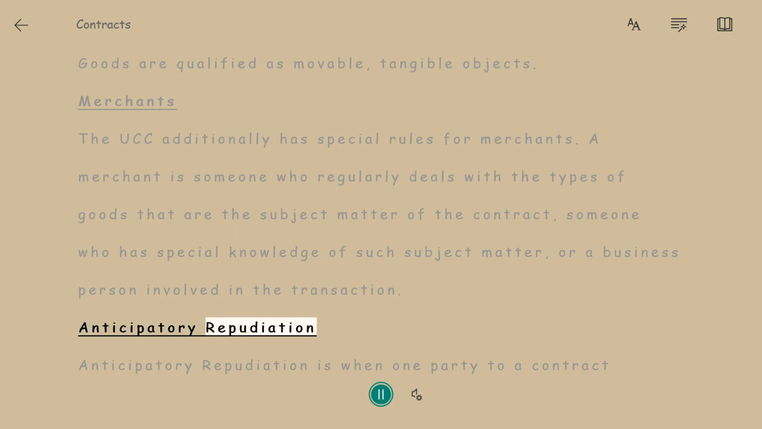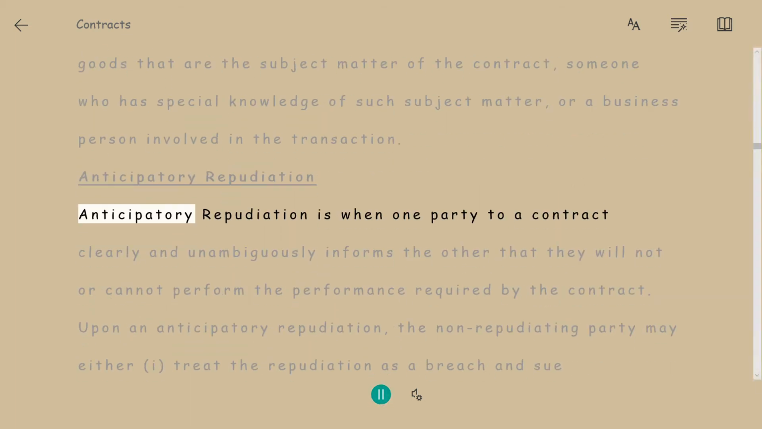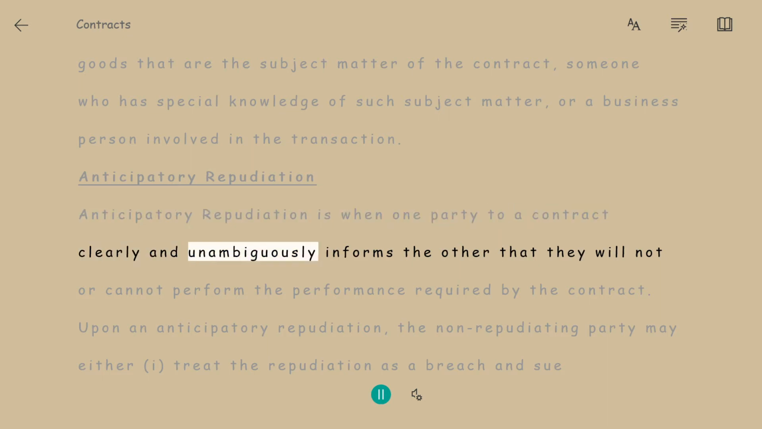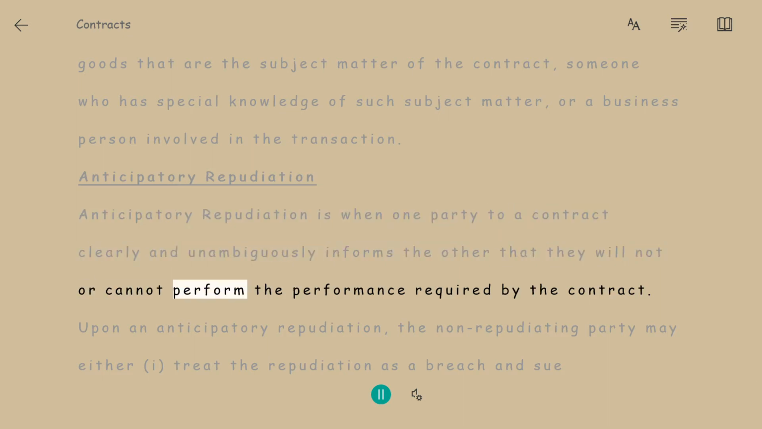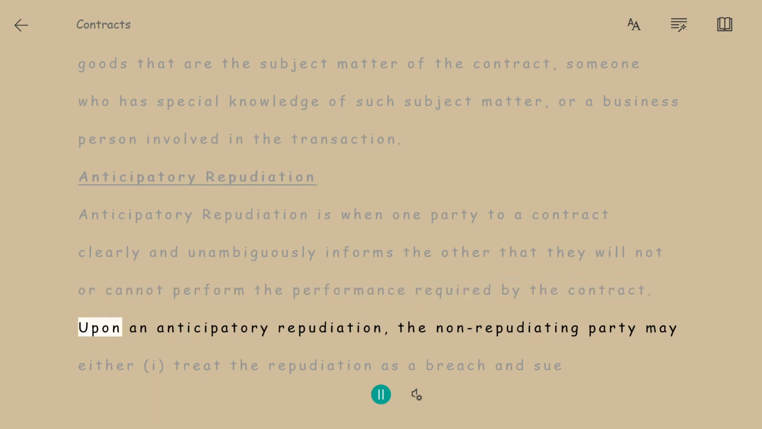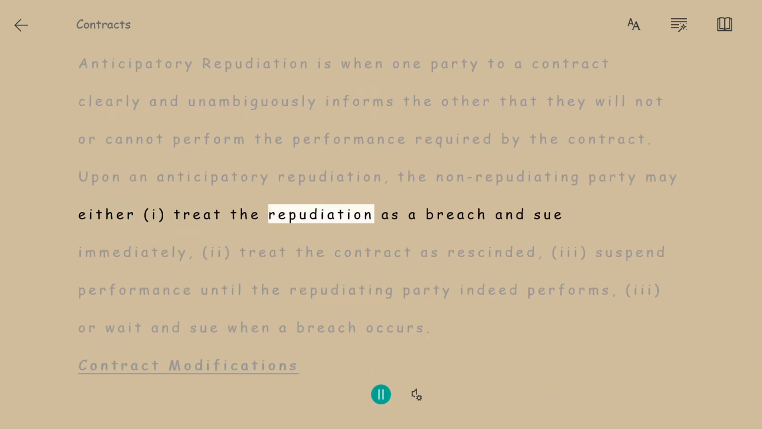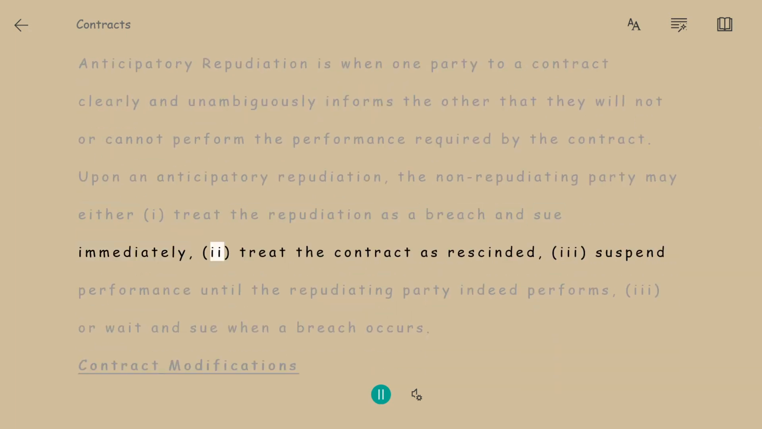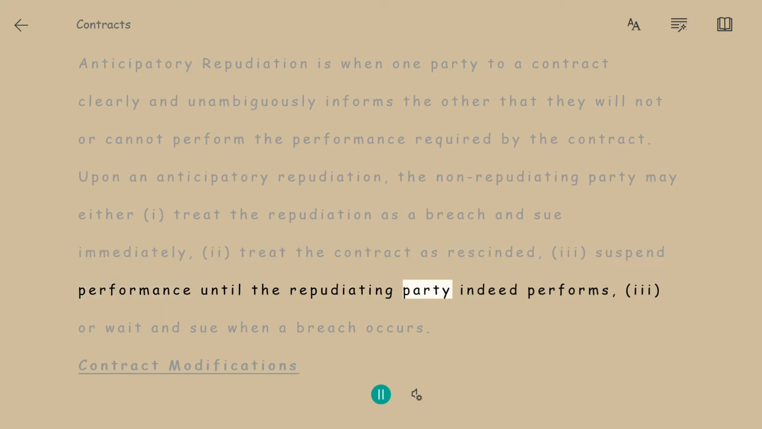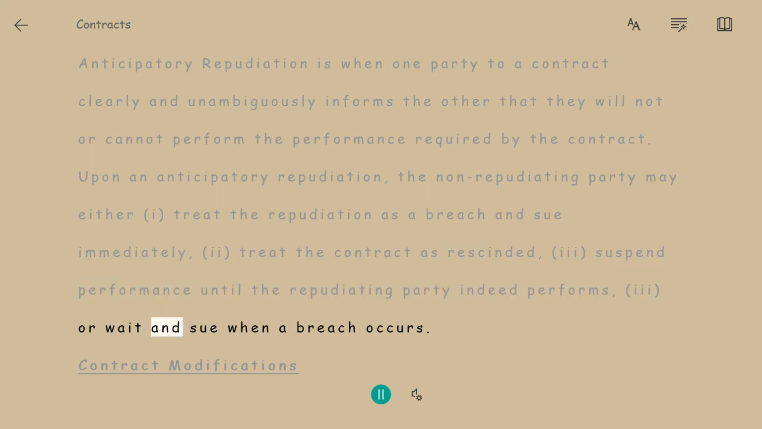Anticipatory repudiation. Anticipatory repudiation is when one party to a contract clearly and unambiguously informs the other that they will not or cannot perform the performance required by the contract. Upon an anticipatory repudiation, the non-repudiating party may either 1. Treat the repudiation as a breach and sue immediately, 2. Treat the contract as rescinded, 3. Suspend performance until the repudiating party indeed performs, or 4. Wait and sue when a breach occurs.